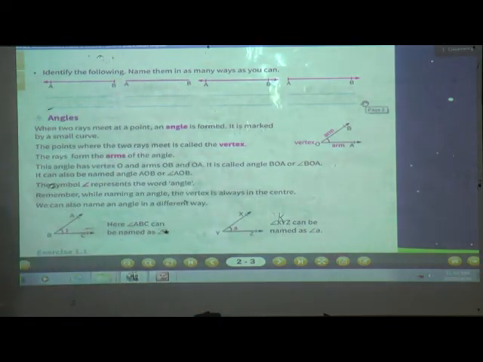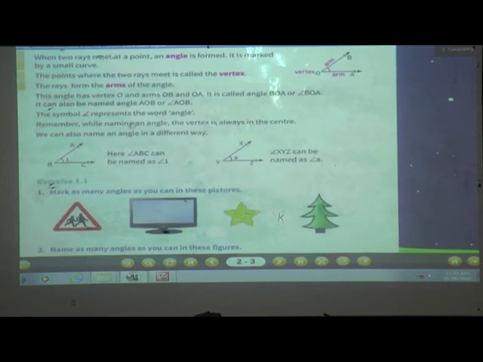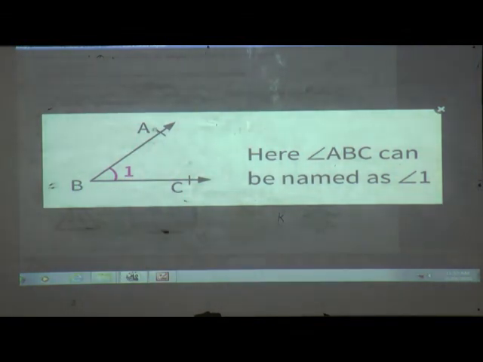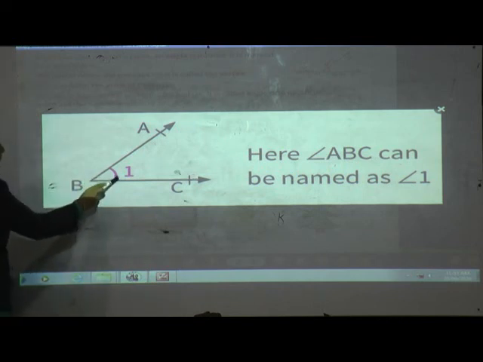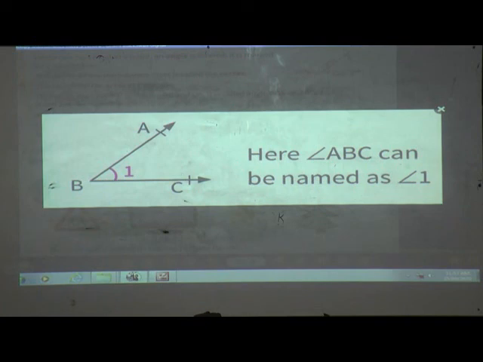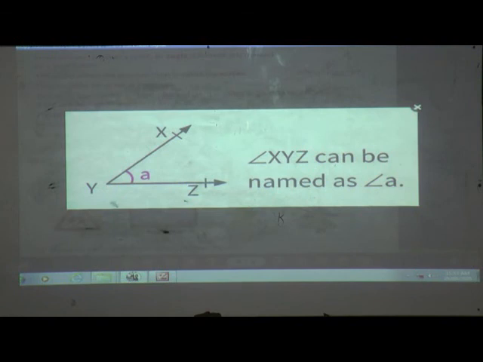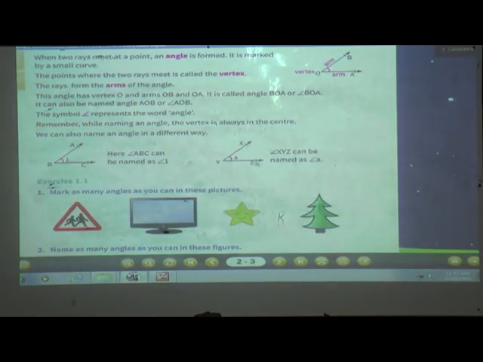See, students, we can also name an angle in a different way. Here, angle ABC can be named as angle 1. Here is a small curve, and we can name it as angle A. In the next figure, angle XYZ can be named as angle A. A small a, we can name it as that also.